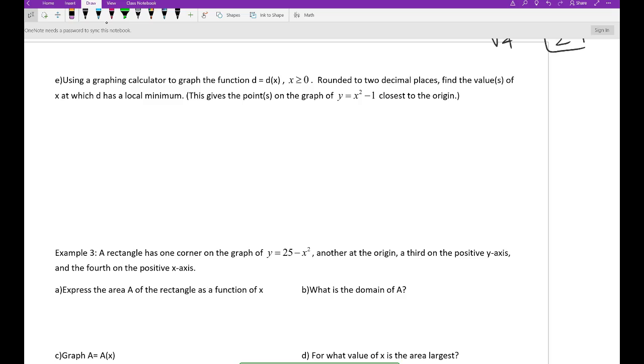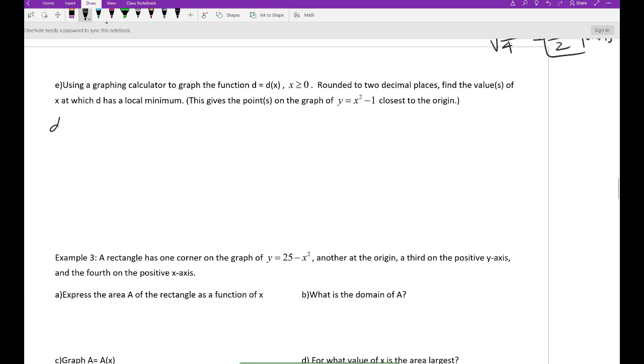E, using a graphing calculator to graph a function, g equals g of x. What is that? Do we know exactly what that is? Isn't it the one that we found? What did we find? That distance one. Can you read that out to me? Are there more than one? I mean, the one that we just wrote, or the original? What is the one that we have to use?